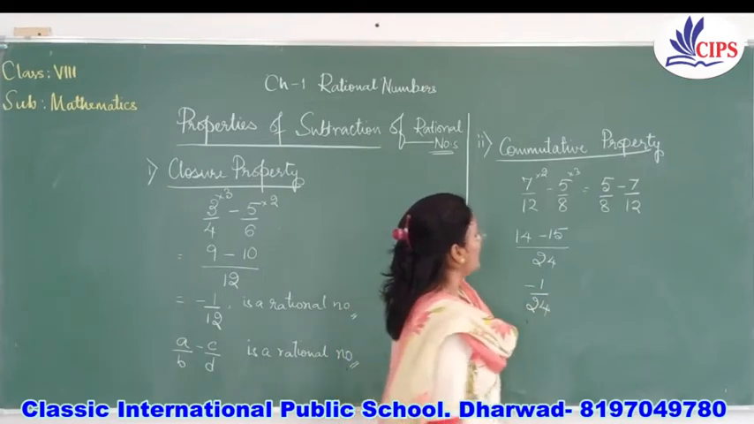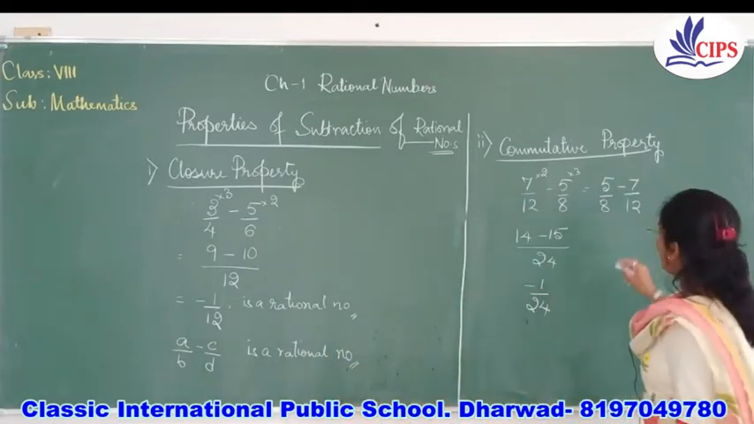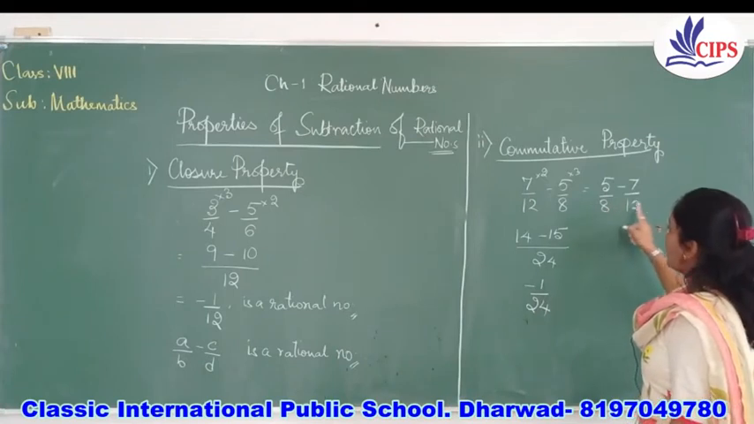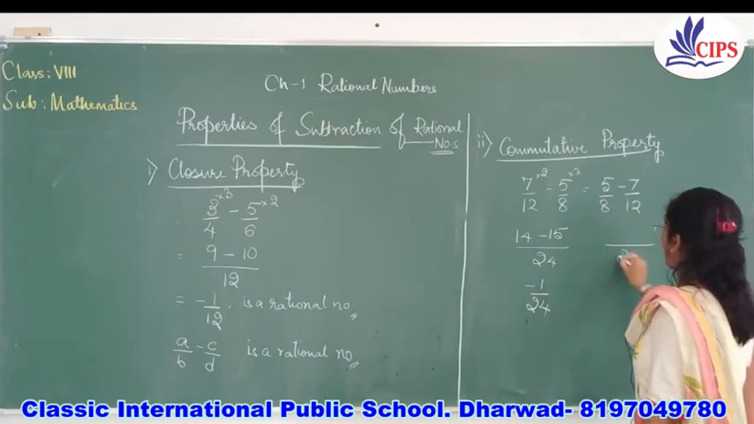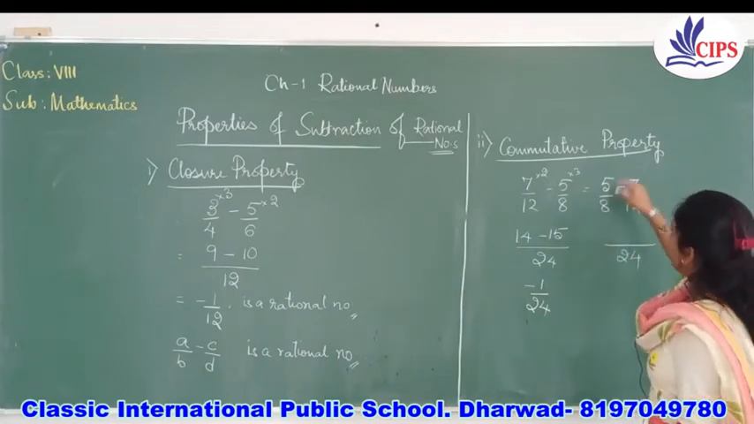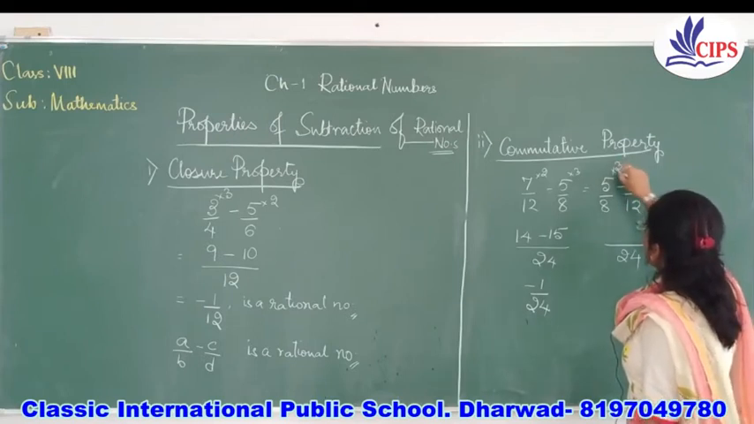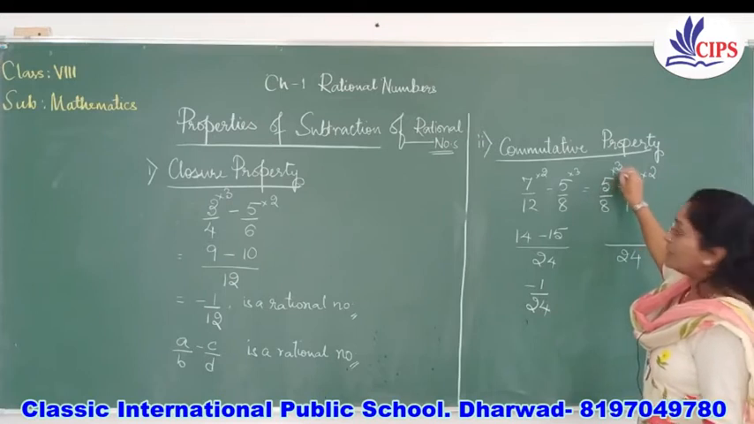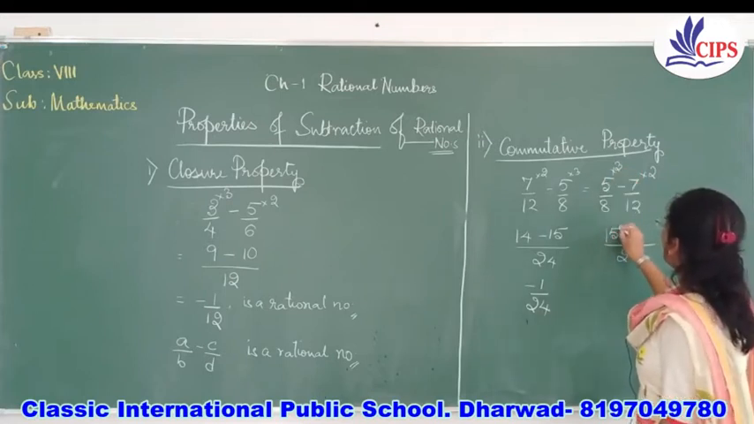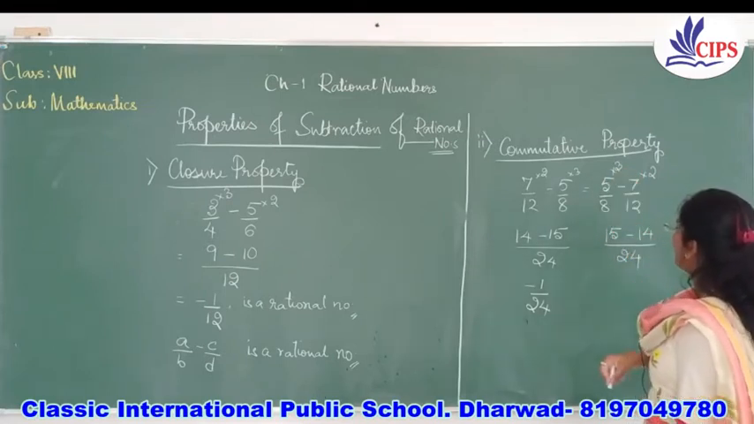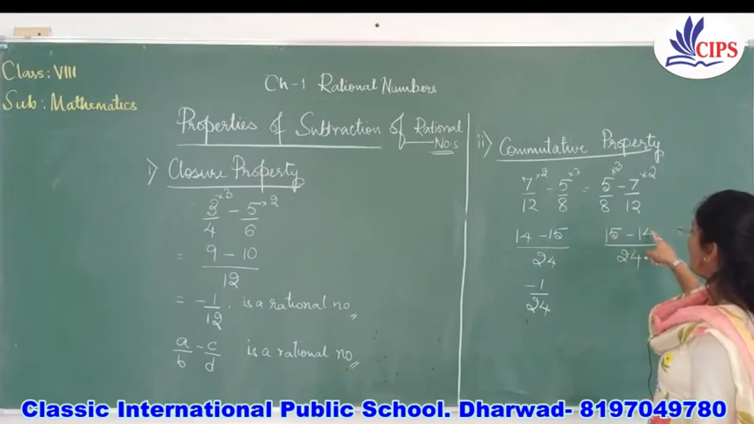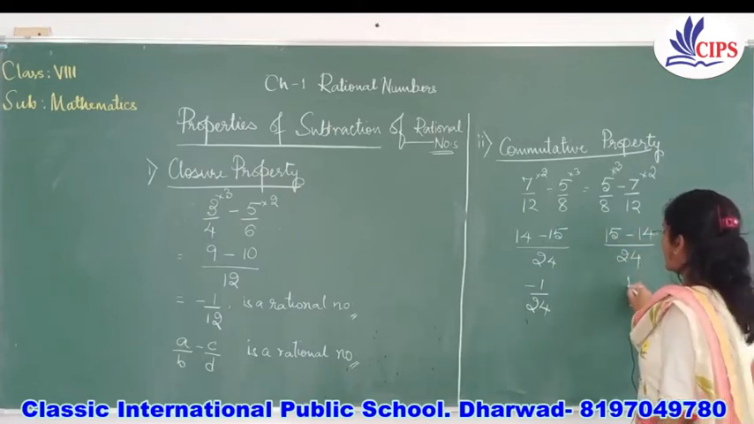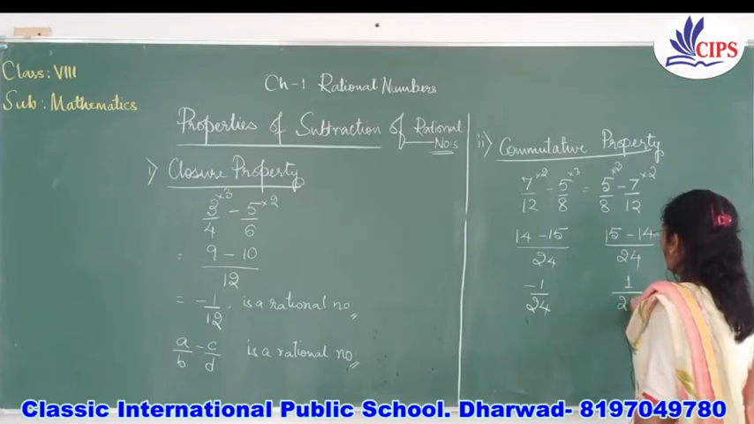Now we'll check on the RHS whether we get the same answer. Again, we get the LCM 24, and 8 threes are 24, and 12 twos are 24, so we multiply 5 by 3 and 7 by 2. We get 5 threes are 15, and 7 twos are 14. Now 15 minus 14. What is 15 minus 14? It's 1. We get 1 by 24.